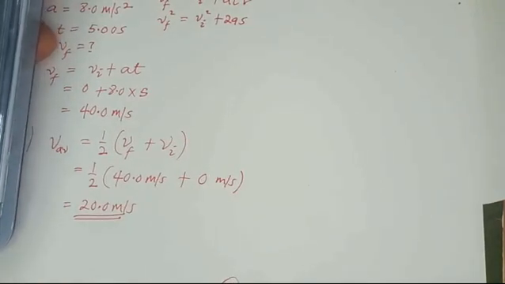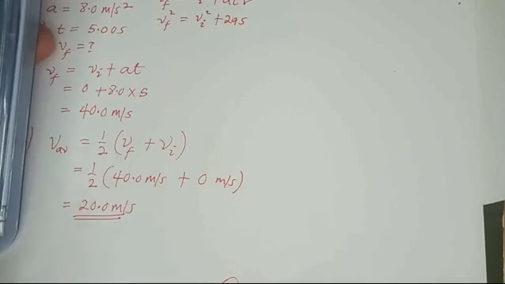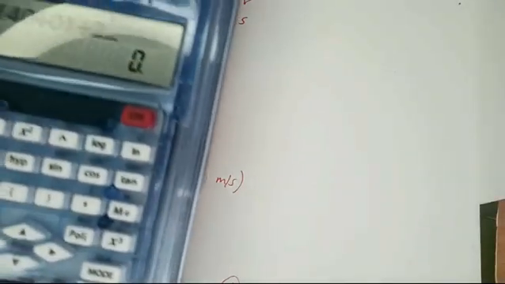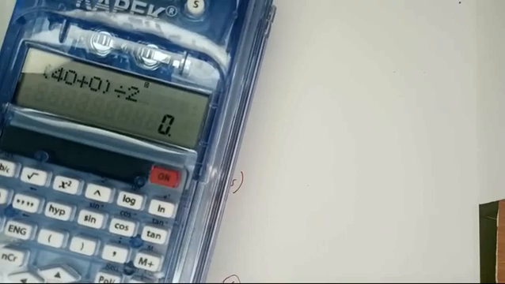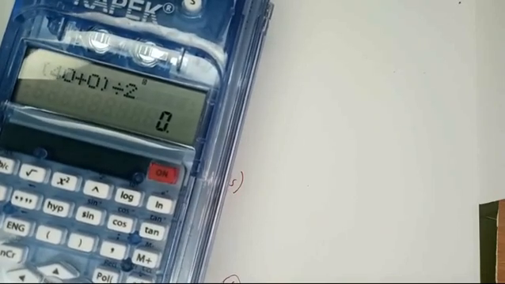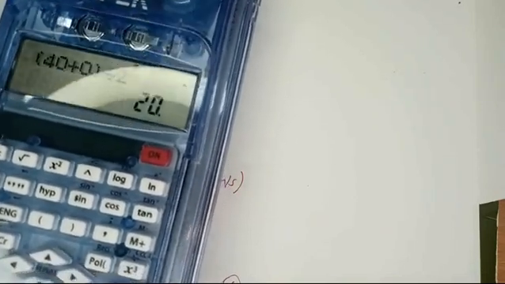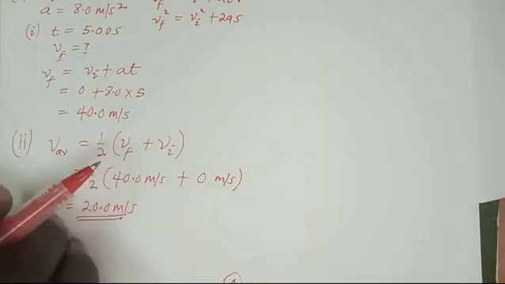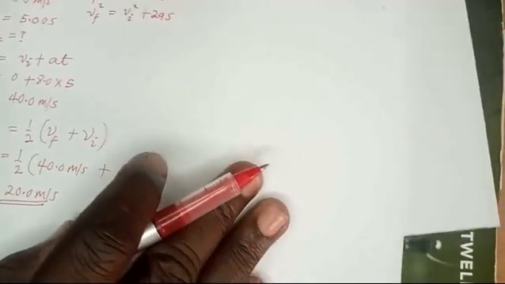Okay, press 40 plus 0 or whatever the number is, close bracket, and divide by 2. When you do that, look at it. If you do it like this, you are still finding the average, and when you press the equality sign, 20 appears. So your result is 20.